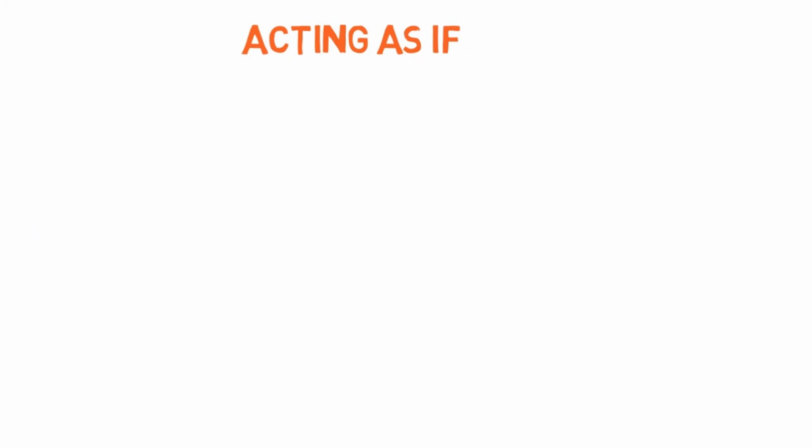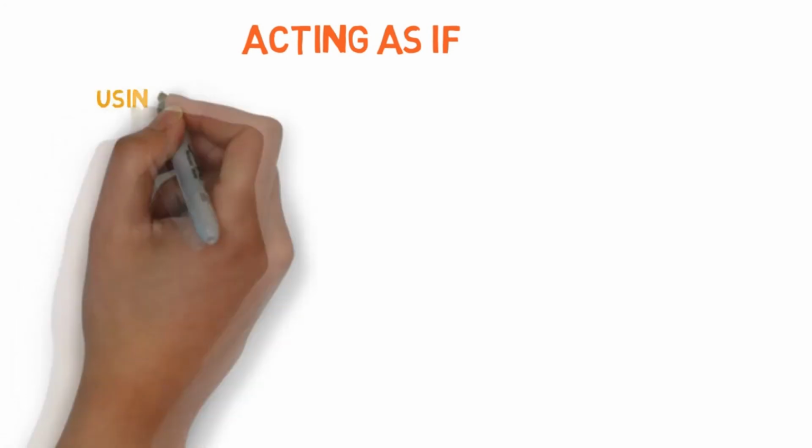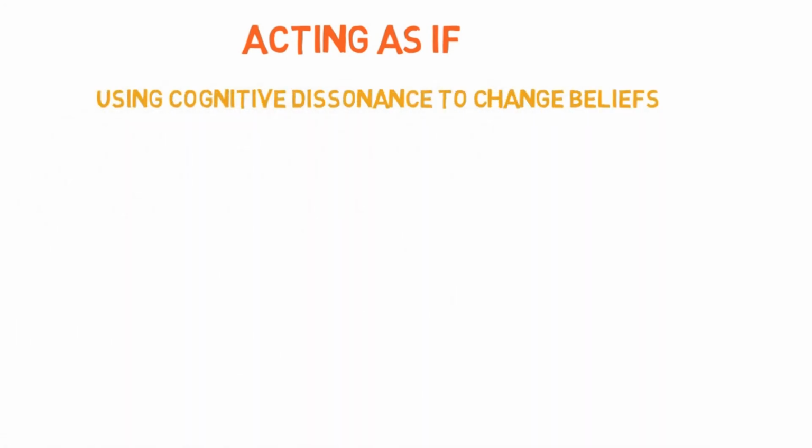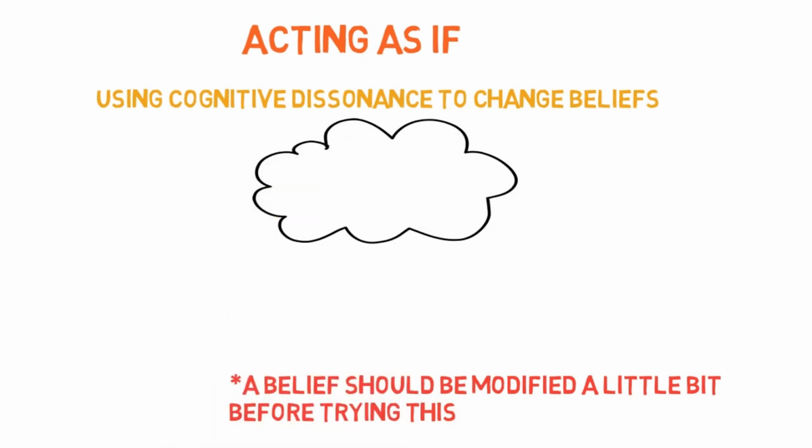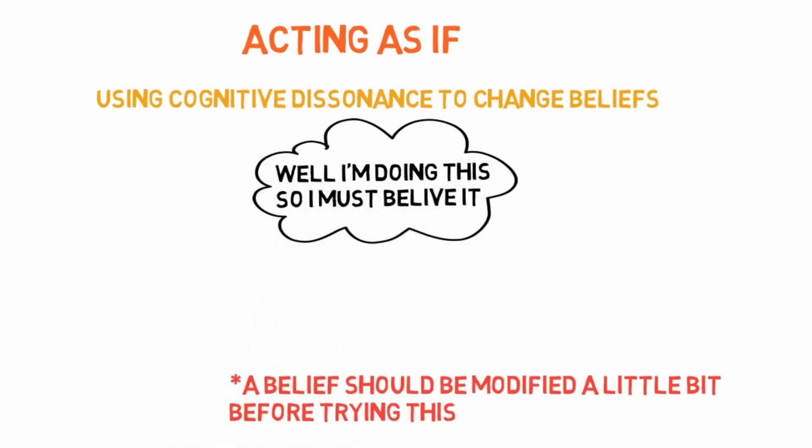Acting as if is a technique for someone who can't believe a new belief. Remember how I explained that in this model, thoughts influence behaviors and behaviors influence thoughts? Well, that's exactly what this technique is about. Keep in mind that an unhelpful belief needs to be modified at least a little bit before this technique can be effective. The therapist usually brings it up like this. If you believed X, how would you act? What would you do? And then the therapist asks the client if they would attempt these new behaviors.